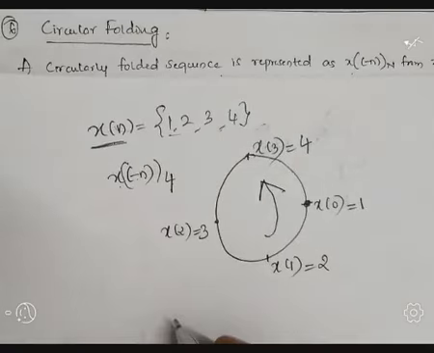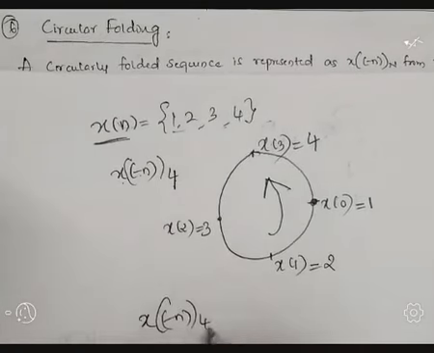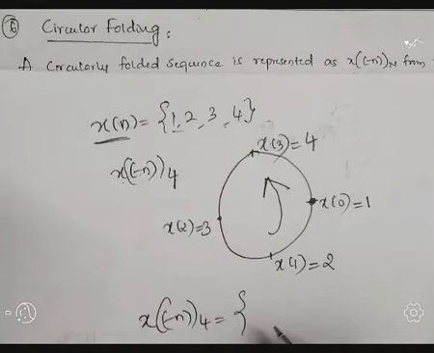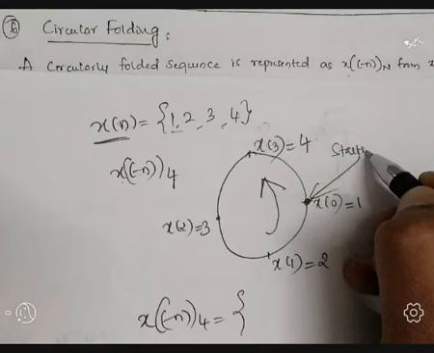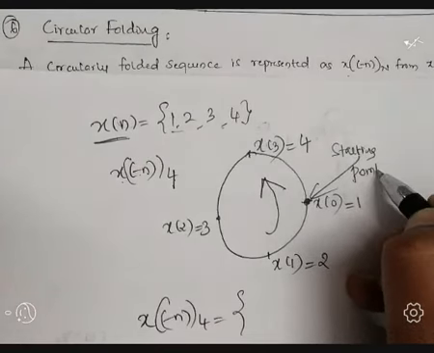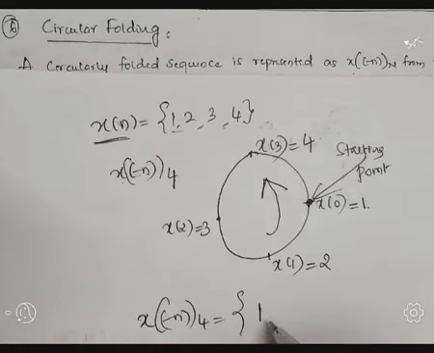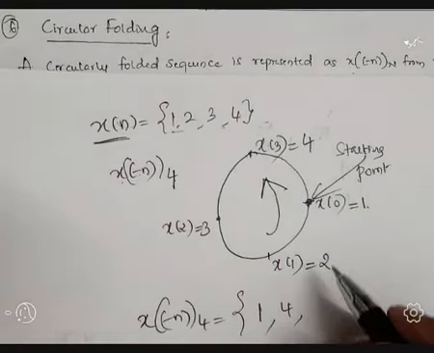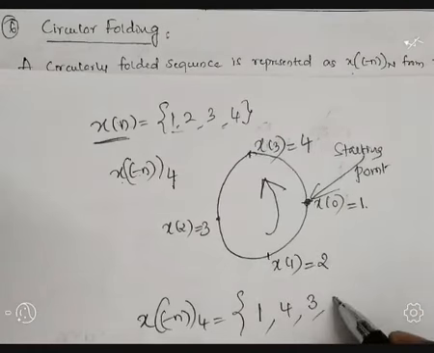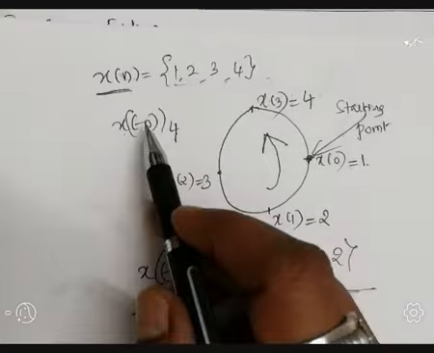That is x of minus n of 4 equal to. So the starting position is, this is the starting point, correct? From the starting point, read in the anti-clockwise direction. That is 1, next 4, next 3, next 2. This is the circular folded version of the given sequence. Okay.